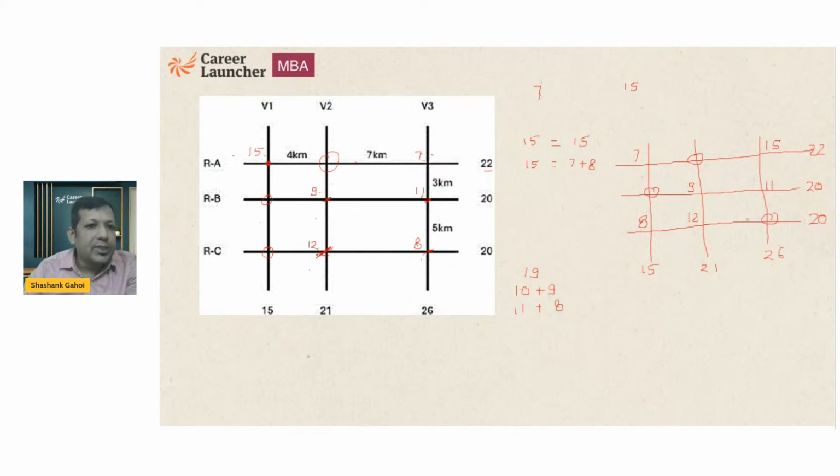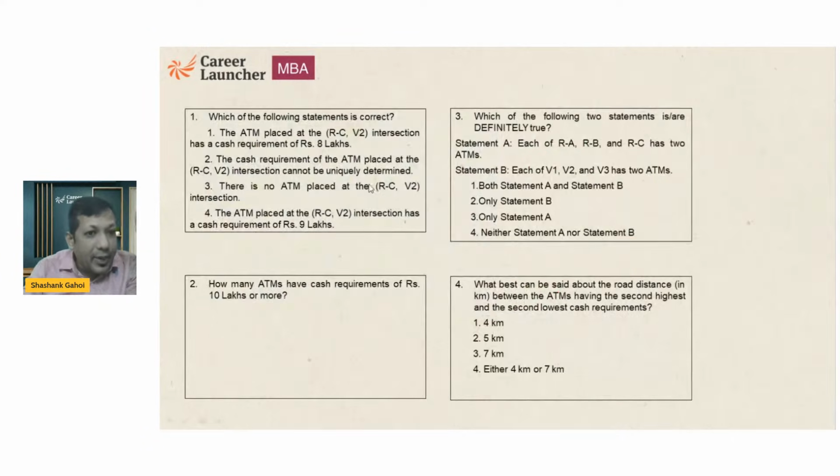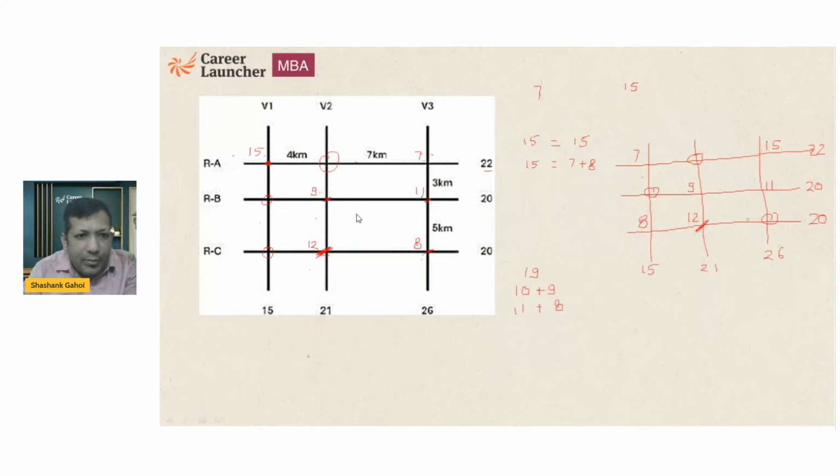RCV2 is this. This is 12 over here. So that is definitely, it can be recognized. It can be calculated. So the second statement is false. There is no ATM at the intersection of RCV2. That is false. The ATM placed at RCV2. Am I making a mistake? RCV2 is 12. Am I getting it 12?